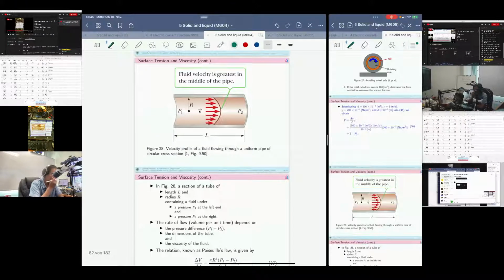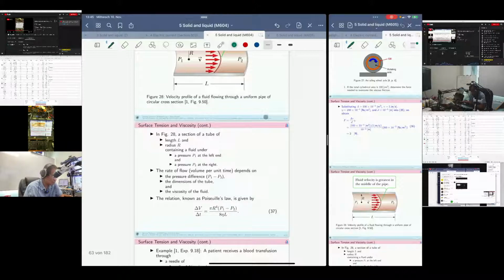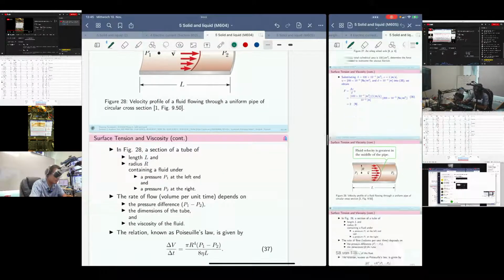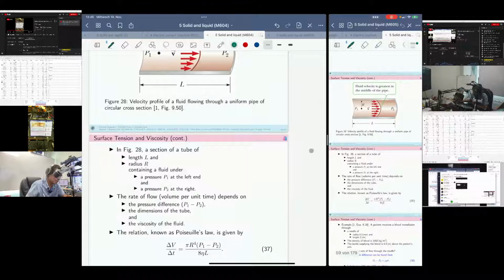Now let's move to the next topic, which is fluid velocity. Fluid velocity is greatest in the middle of the pipe, and here is the velocity profile of a fluid flowing through a uniform pipe of circular cross section. And now we would be close to the fluid equation, right?